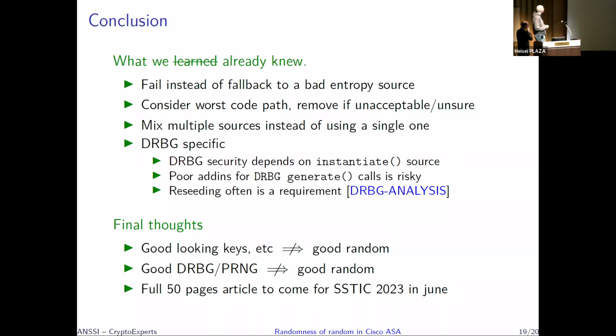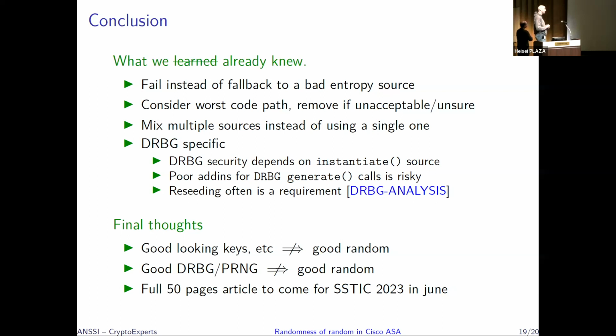It's probably something we already knew, but which should be repeated to other developers: when you work with random in your firmware, you have to consider the following. You have to fail instead of having a fallback to a bad entropy source. It's better to say, okay, I can't provide entropy, than to have a fallback to rand. When you are auditing such code, you should consider the worst code paths regarding the random providers and remove them if they are not acceptable. One thing which would help is mixing multiple sources instead of using a single one.